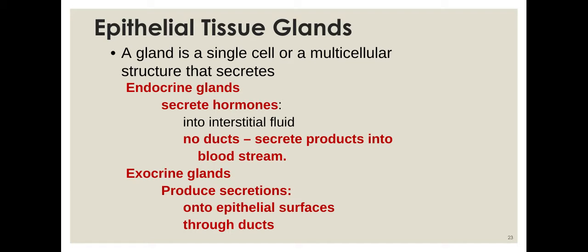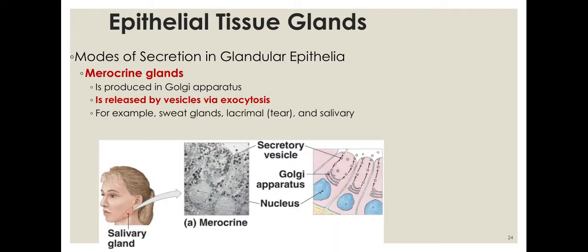Exocrine glands, like we said, exit, to leave. Those are going to produce secretions that are going to go out either onto the epithelial surface or move through a duct. So what kinds of glands do we have? Well, first, let's talk about merocrine glands.